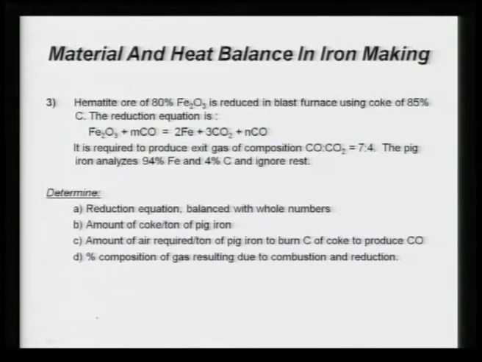Now, the condition under which you have to calculate is that it is required to produce exit gas of composition 7:4. Pig iron analysis is also given. You have to determine the reduction equation balanced with whole numbers, the amount of coke per ton of pig iron, the amount of air required per ton of pig iron to burn carbon of coke to produce carbon monoxide, and the percent composition of gas resulting due to combustion and reduction. Now, let us see the solution of this particular problem.